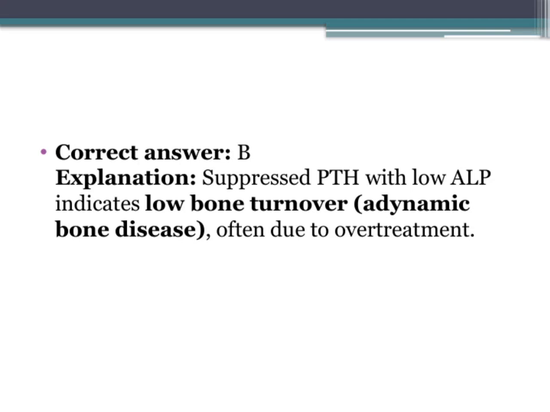What we're seeing with suppressed PTH levels combined with low ALP is indicative of low bone turnover, which is a hallmark of a dynamic bone disease. This condition often occurs as a result of overtreatment, especially in patients with chronic kidney disease who might be receiving excess therapy for mineral management. It's important to recognize these patterns because they tell us a lot about the bone's metabolic activity, or in this case, the lack of it. Connecting this to the overall theme, understanding these lab findings helps us tailor our treatment strategies to prevent further bone complications and optimize patient outcomes.